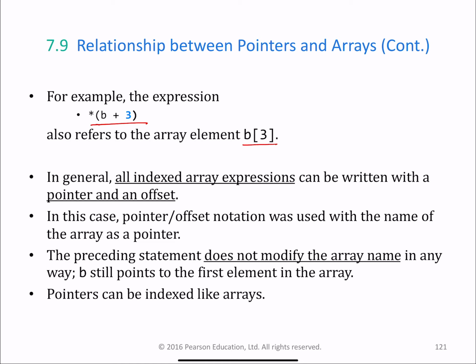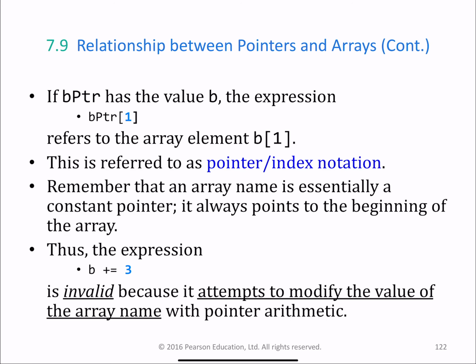Now, because we initialized b pointer to the first element in array B, B still points to the first element in the array. It doesn't change the name of the existing array. But there are also other alternative notations. So pointers themselves can be used in a more friendly looking indexed way.